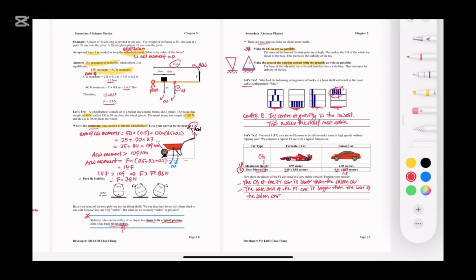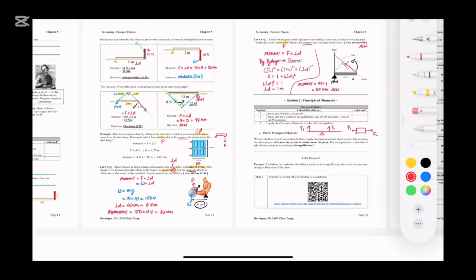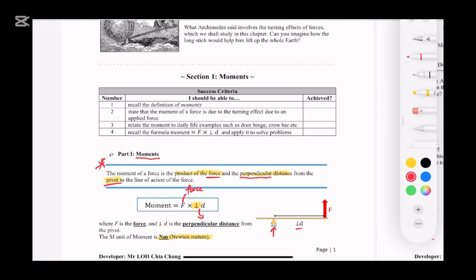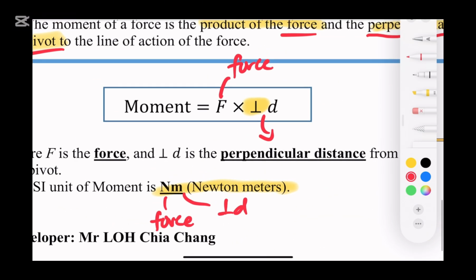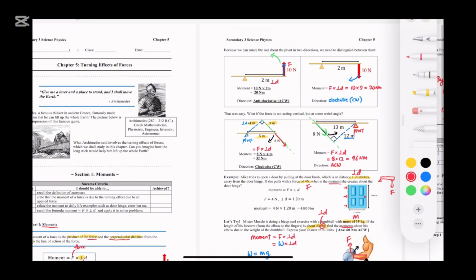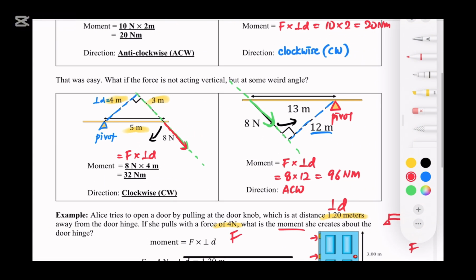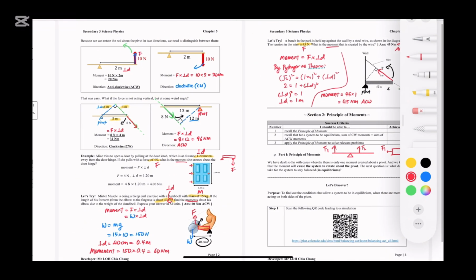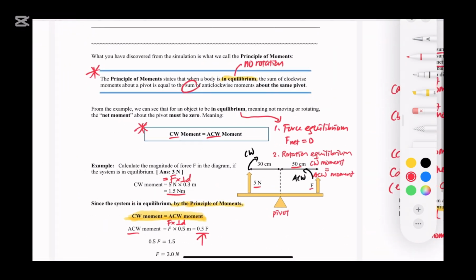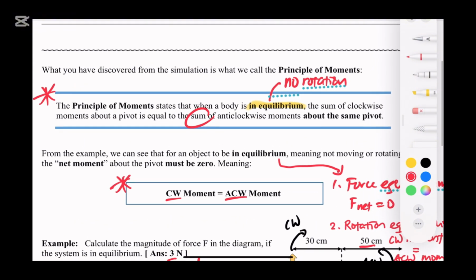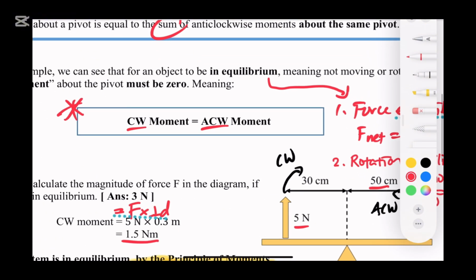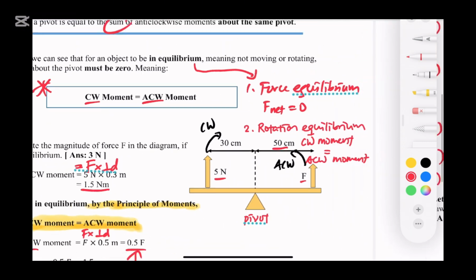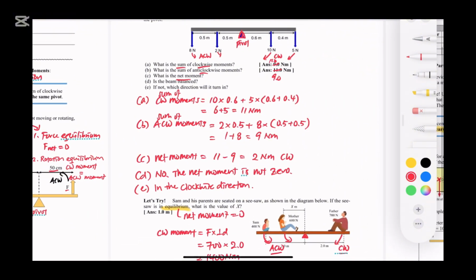Great, and so that's it for this chapter. Just do a quick sum up. So in this chapter, we learned about the rotation effect of force, which is also known as moments. We have the base formula, moments equals to force times perpendicular distance. We look at how we can find the perpendicular distance in weird situations whereby the force is not perpendicular to the pivot. And then we look at the principle of moments that says that if an object is in equilibrium, that means no rotation, then we know that the sum of CW moments must be equals to the sum of the ACW moments, which we can apply in different situations to do calculations.